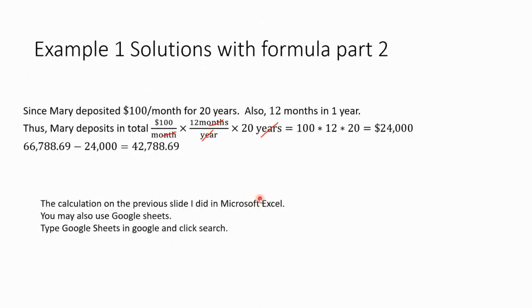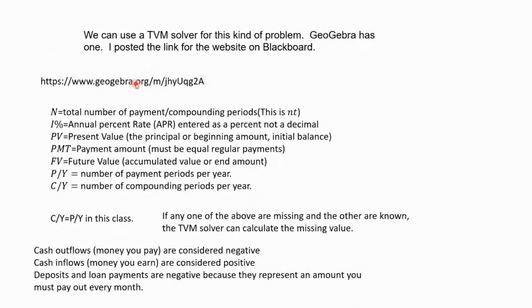But we don't need that because there's a website here. I'm not sure who made this app. It wasn't me though. But someone made an app in GeoGebra, which is the TVM Solver. I mean, here's the link. There's a link I posted on Blackboard as well. So basically here, you'll see what I mean when I open the app up.